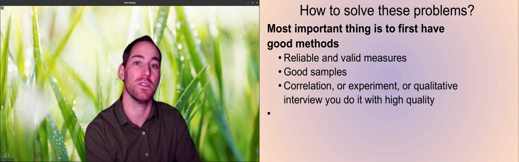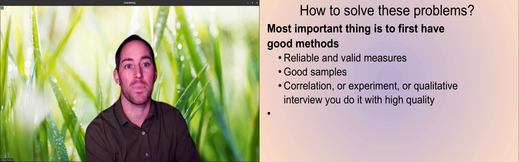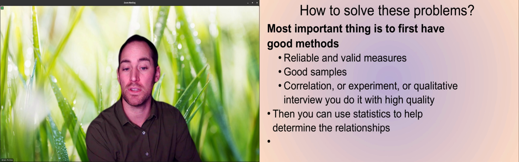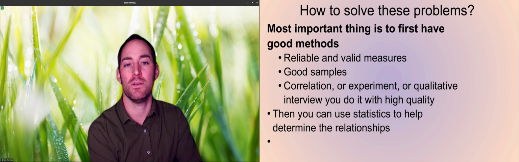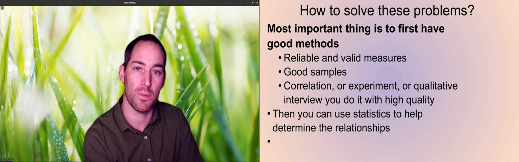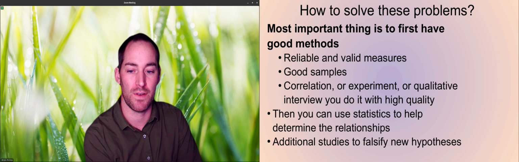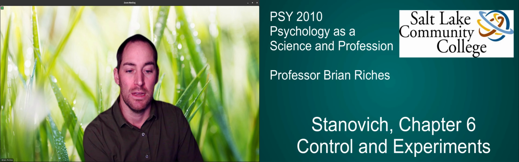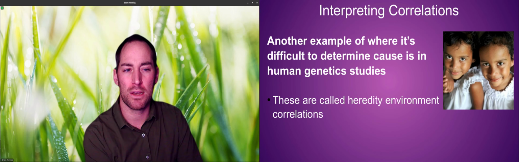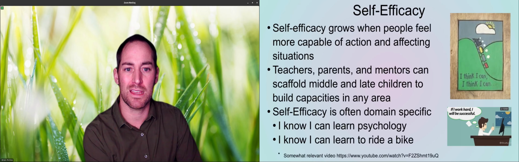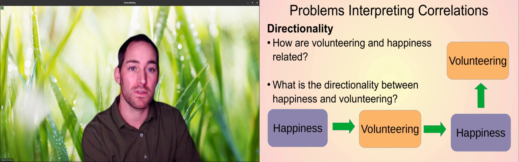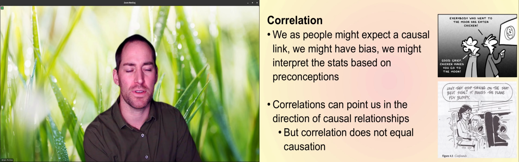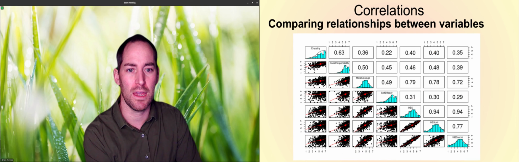The research question and your hypotheses determine the methods you choose, and those should be the best methods to answer your questions. And then you use statistics. You use the statistics to help determine the relationships that exist between these variables. And then you might do additional studies to falsify any new hypotheses. So that is correlation. I'm going to go back to some of the basic first slides because we went all into the depth of multiple regression.